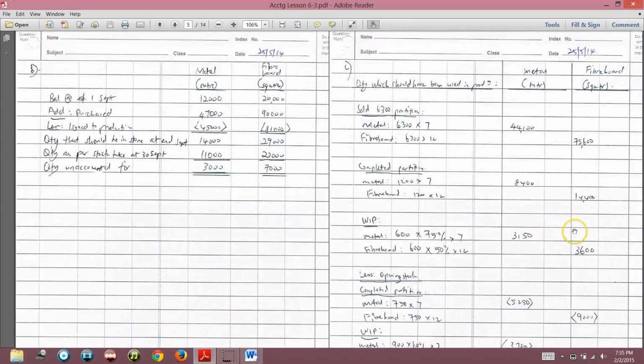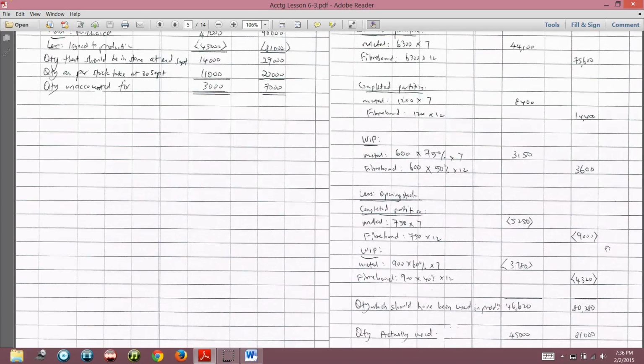So this production manager is telling the boss, in order for us to produce these 600 units of work in progress, the partially completed partitions, we need so much metal and so much fiberboard. So that sort of explains why we have consumed so much metal and so much fiberboard. And of course, at the beginning of the month, we were given so much opening stock.